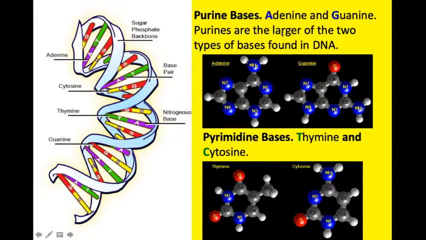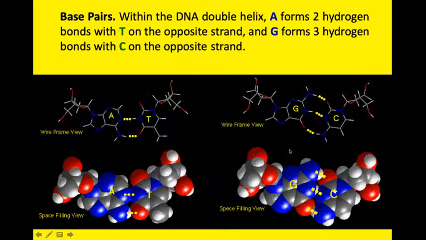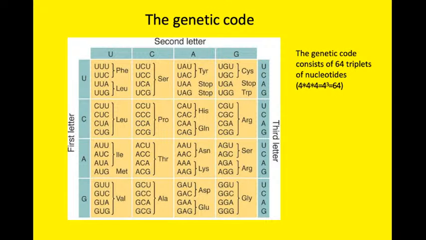Then there are purine bases. As we know, adenine and guanine are purines, the larger of the two types. Pyrimidines are thymine and cytosine. This is some basics of your DNA and RNA genetic code.